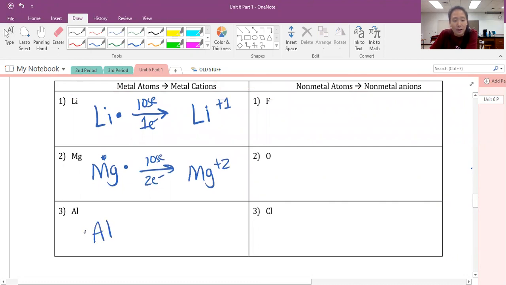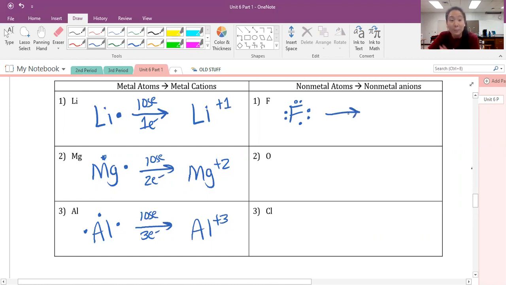Aluminum, same thing, right? It originally has 3 because it's in the third column, but it's gonna lose these 3 to become this, right? So it has a stable configuration. So fluorine and oxygen and chlorine on this side do the exact opposite, right? So fluorine already has 7. That's why it's in the 7th column, right? And so it's going to do what instead? It does the exact opposite, right? These non-metals gain electrons and these metals are going to lose electrons, right?